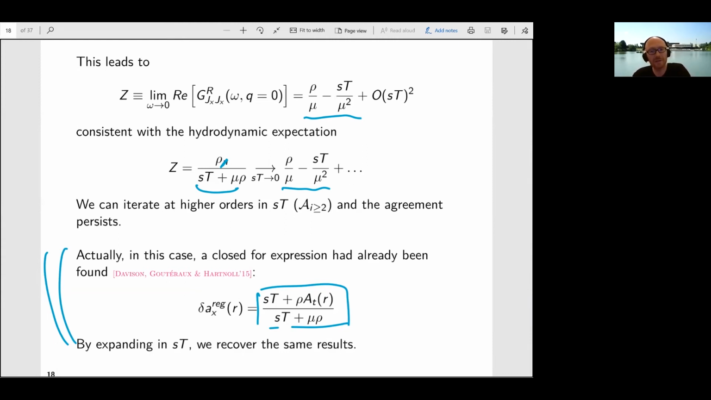I've not written the order ST squared term, but the agreement persists at higher orders. So all this to say that for this case, without a condensate, our task is actually simpler than it looked because we could find an exact expression. But for the case with a condensate, we won't be able to. There won't be any closed form expression, and so the only thing we'll be able to do is either numerics or this expansion in calligraphic A in powers of ST. So this is a cross-check that our expansion is well defined, that it works. And this is a cross-check in the case without a condensate before we move on to the case with a condensate.